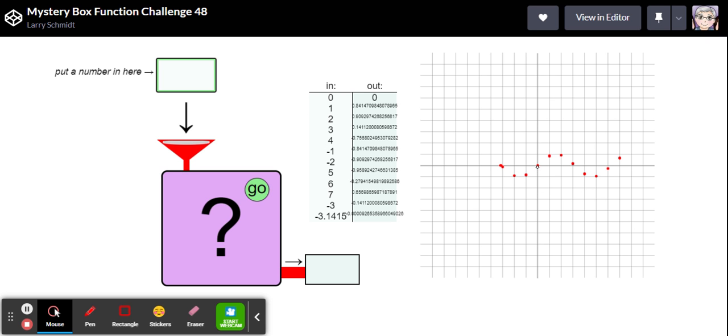It's 0 at 0, and at -3.1415, does that number ring a bell? That's -pi. At -pi, it's 0. And actually, if we put in +3.1415, it would be 0 at pi. So this function is actually the sine function.